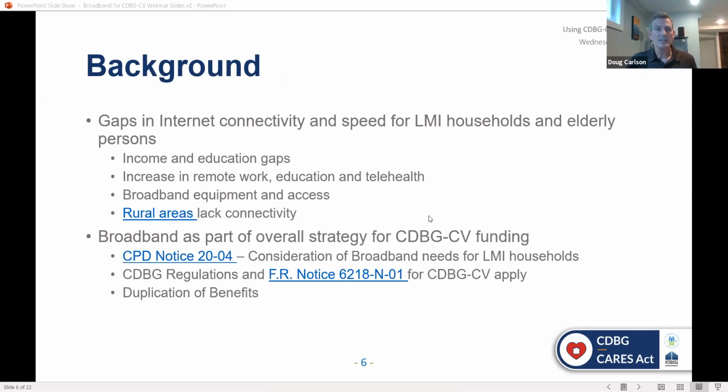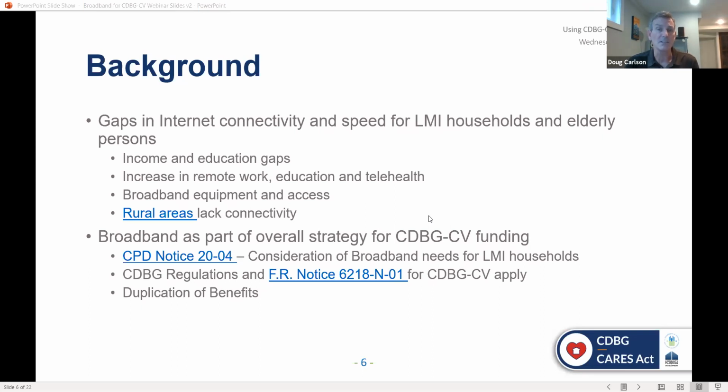So let's go into the background around broadband in general and CDBG for broadband. One of the things that we know from multiple studies that have been done is that there are pretty significant gaps in internet connectivity for low and moderate income households and for elderly persons. We know that those gaps can lead to gaps in income and earned income and education gaps for school-age children.